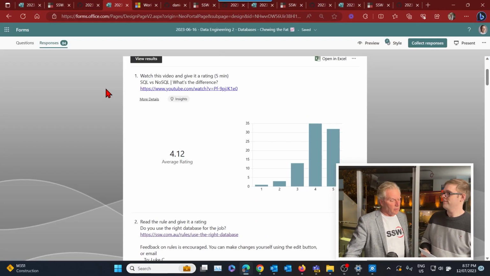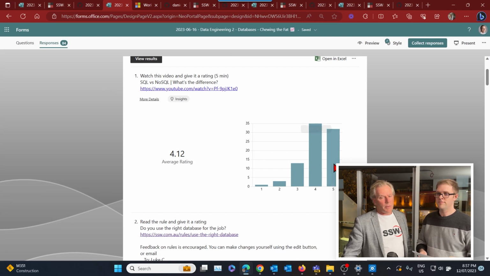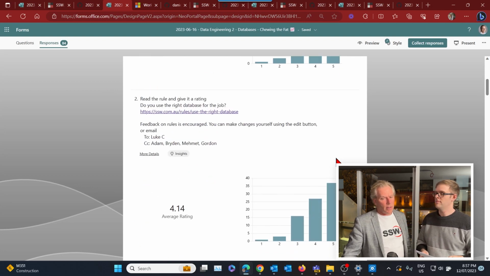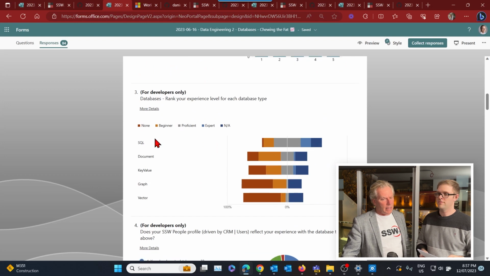Well, exactly what I was expecting. If you have a look at these results, you'll see most people enjoyed the video, liked the rule, and then they've answered here, which you can clearly see from this graph, that SQL is their strong one, and those other four you just mentioned are weaker. For sure. And now we also found that SSMS is still by far the most popular tool for querying databases.